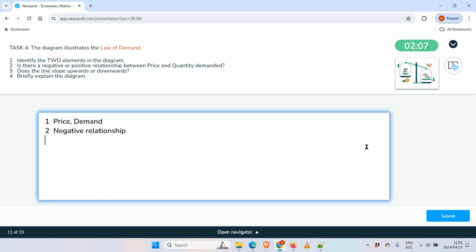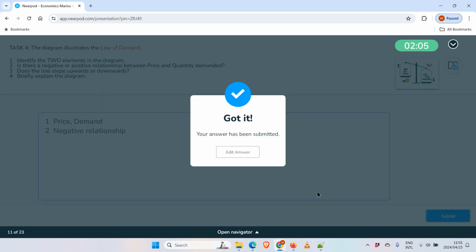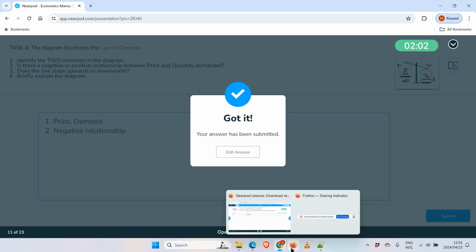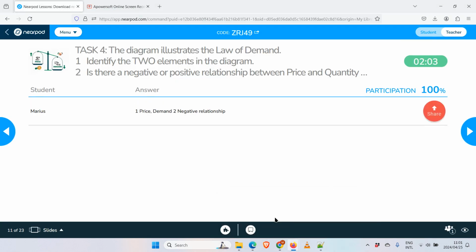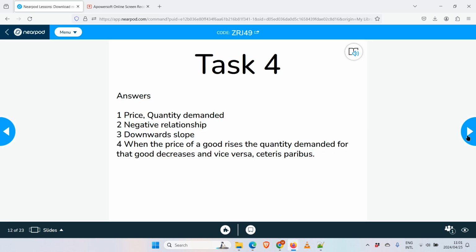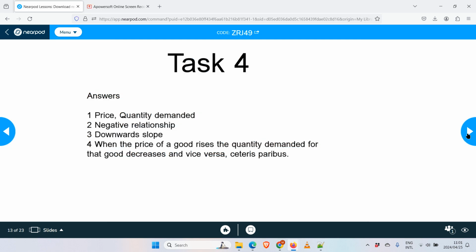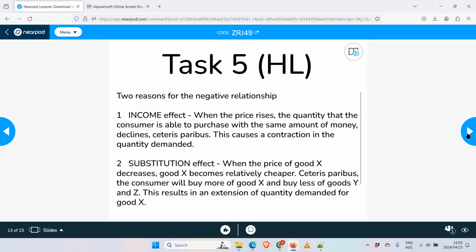So again, the students will submit their answers, and the teacher may want to look at the individual answers of the students and maybe discuss them. In this case, there are answers for the students to review if they did not get their answers correct. Right, so task number 5.